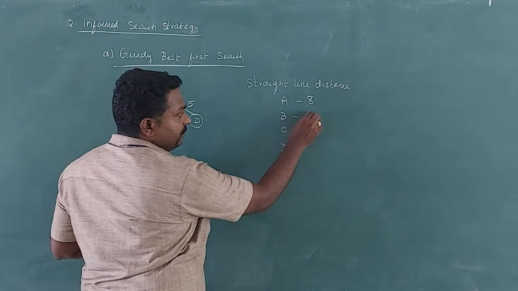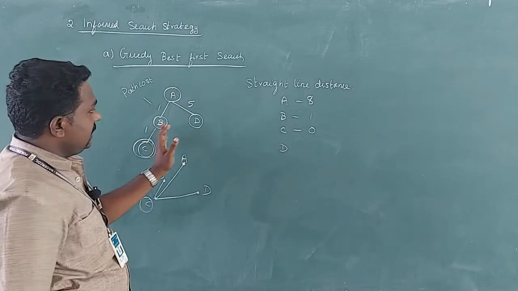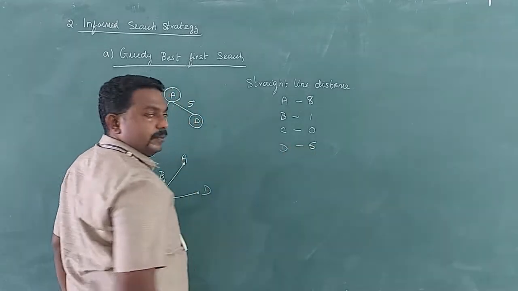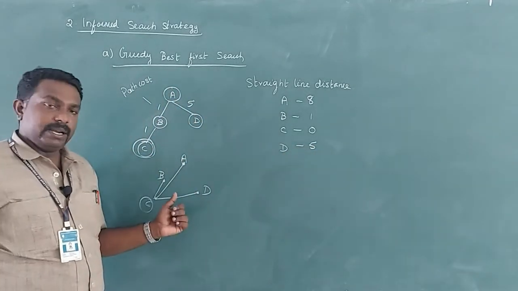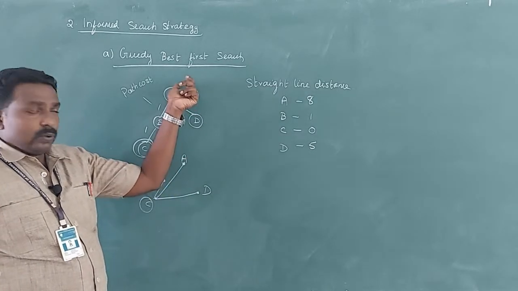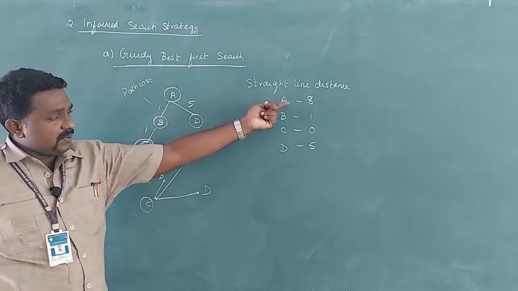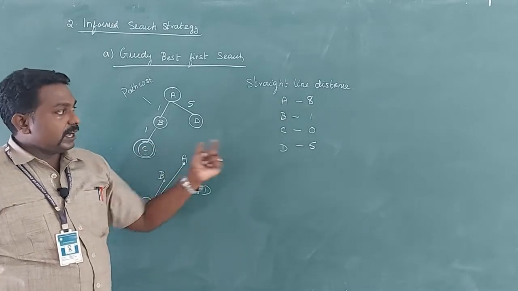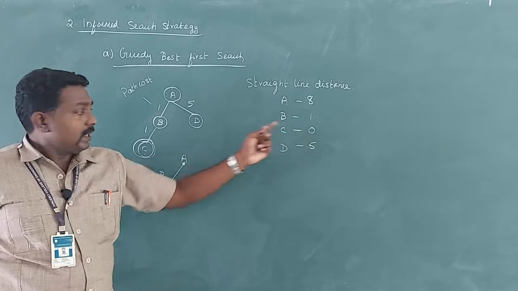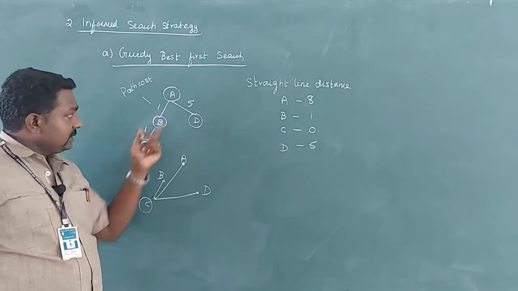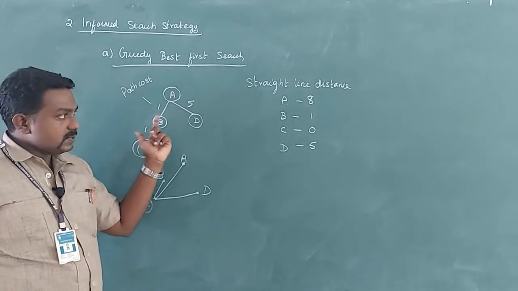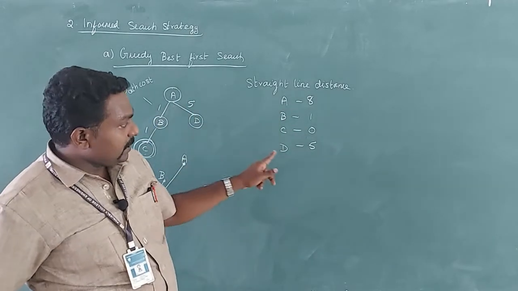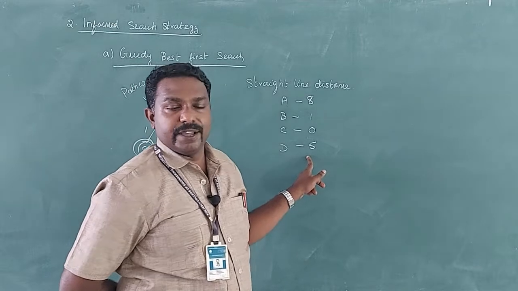So, B is in the solution path, so I am giving minimum value, and D is not in the solution path, so I am giving some higher value. Okay. So, I hope you remember A is the root node, so I am giving the maximum value for it. C is the goal state, so I am giving minimum value 0. B is in the solution path. A, B, C is our solution path, so I am giving minimum value. D is not in our solution path, so I am giving maximum value, that is 5.